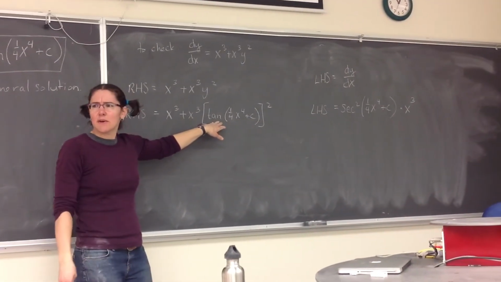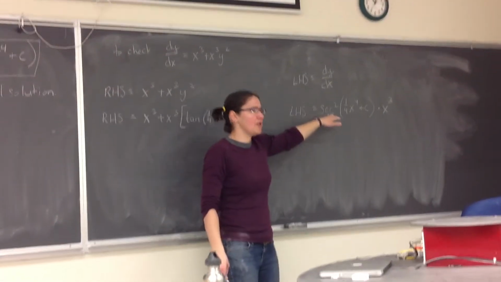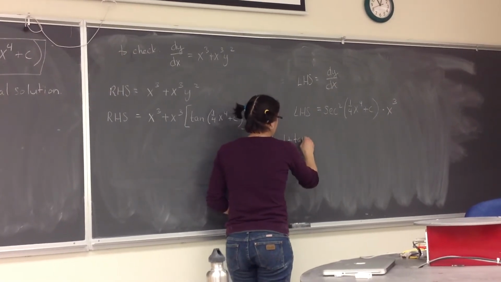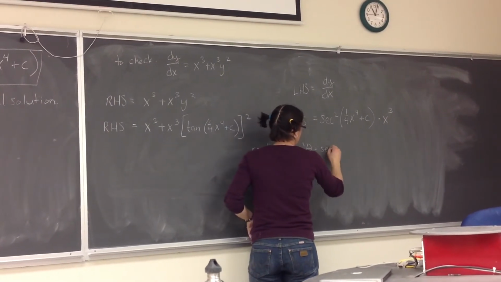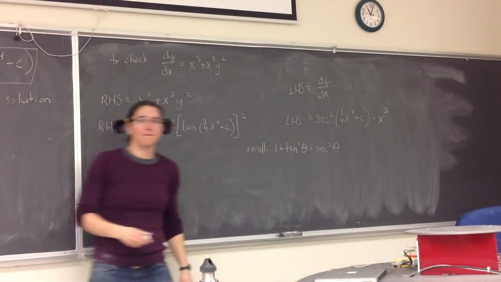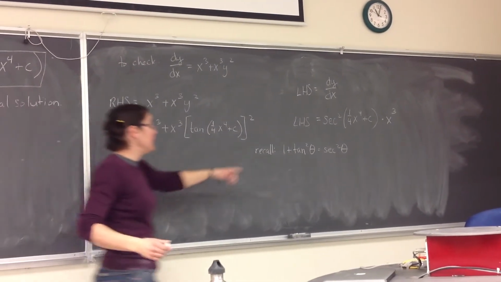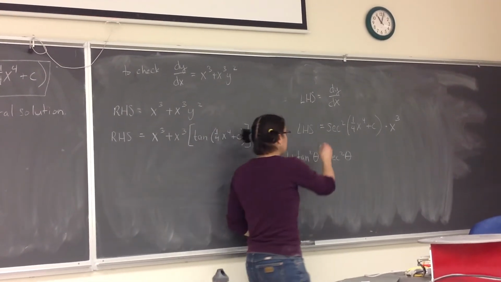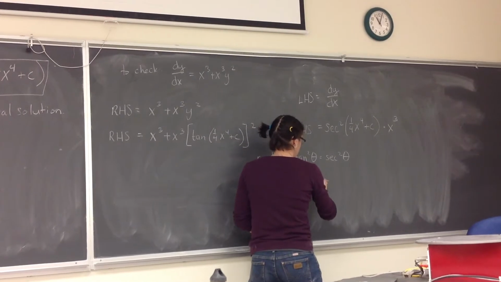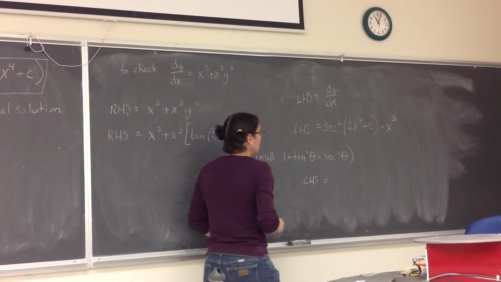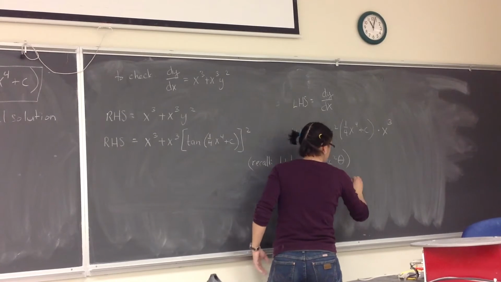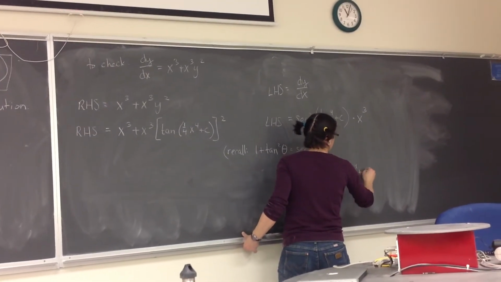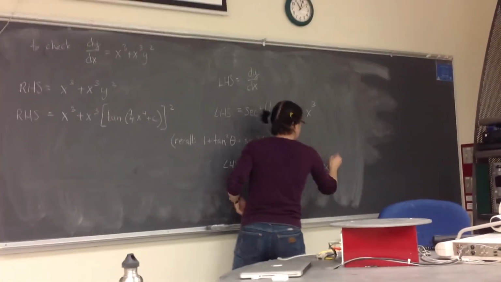yeah, there's a tangent squared over here, and there's a secant squared over here, so you might recall that 1 plus tangent squared theta equals secant squared theta, so that I can replace secant squared theta with 1 plus tangent squared. And so my left-hand side looks like 1 plus tangent squared of 1/4 x to the 4th plus c, all of that, times x cubed.